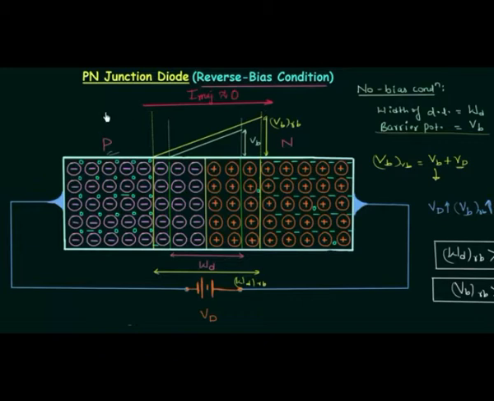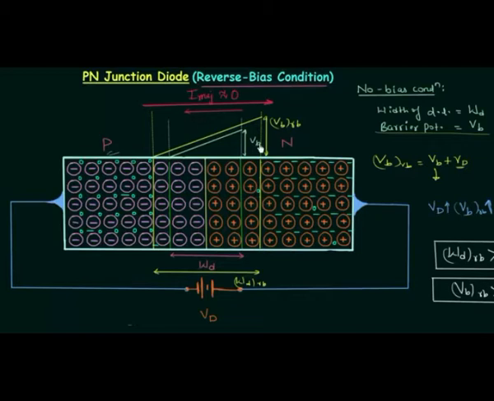And if you talk about minority charge carriers, then the number of minority carriers entering the depletion region will not change, and hence the minority carrier flow will remain same as no applied bias. So the current that exists under the reverse bias condition is called the reverse saturation current. There is only one current under the reverse bias condition, and the current is reverse saturation current.